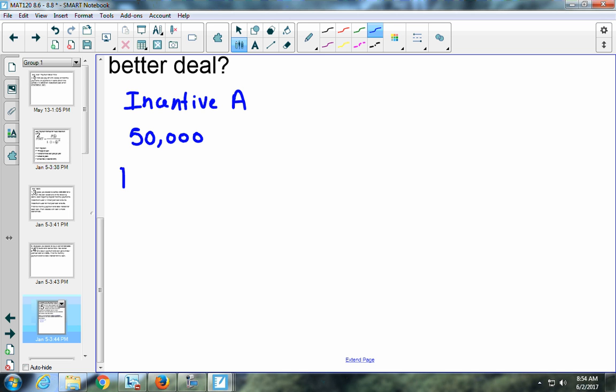If I'm trying to find the principal, I need to take the price of the car, that $50,000, subtract the down payment, because I'm not going to have to take out a loan for that, and subtract the $4,000 that they're just knocking off the price of the car. That tells me that my principal is going to be $38,000.